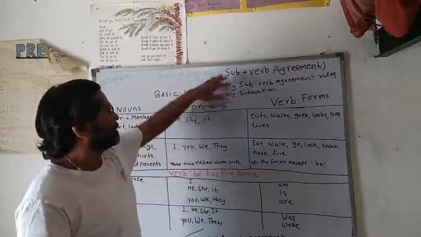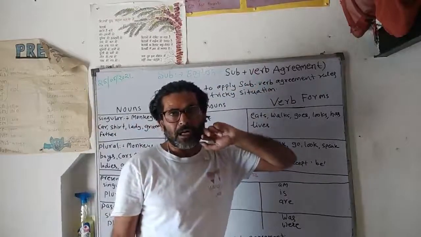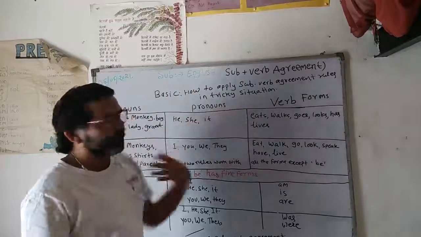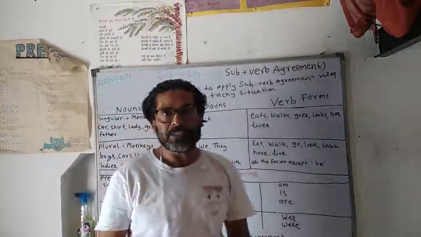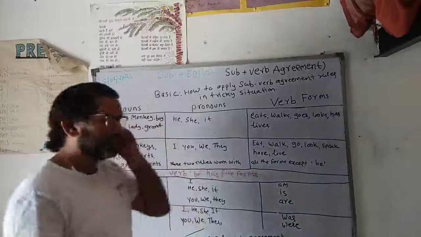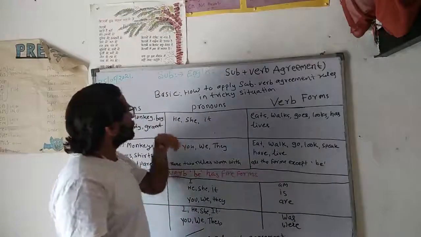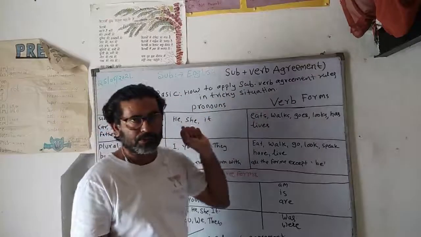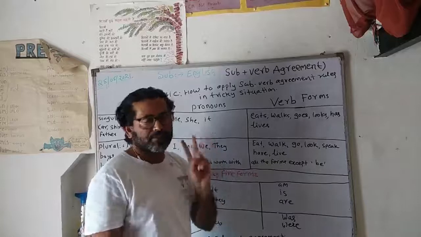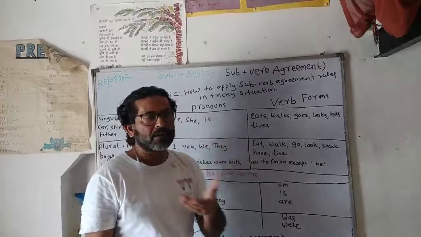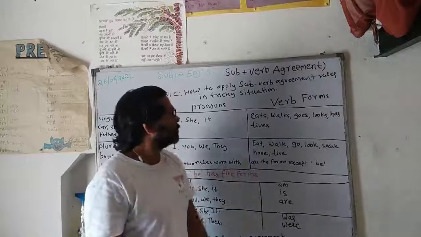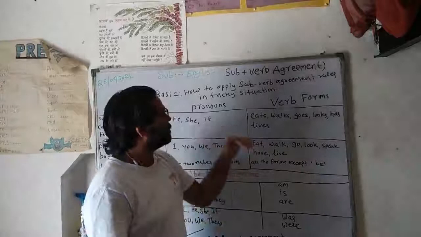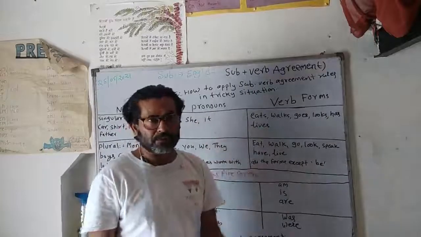We are going to start with subject-verb agreement today. I know you all have learned this, but we thought let's start with the basics first, and then we will take it further. We will take more grammar lessons. So our lesson today is how to apply subject-verb agreement rules in a tricky situation. As you know, every sentence has a subject and a verb, and then the rest of the sentence. In this lesson we will learn how to apply subject-verb agreement rules in a difficult situation.